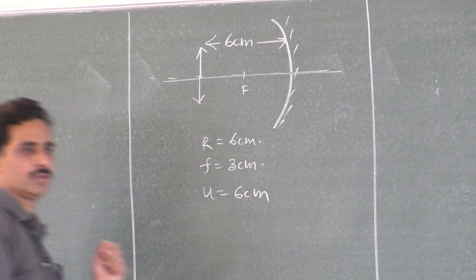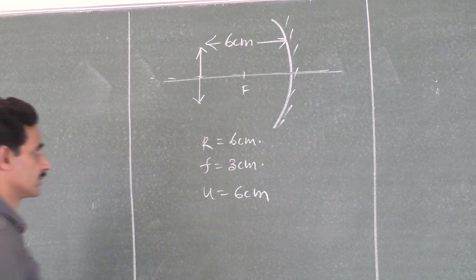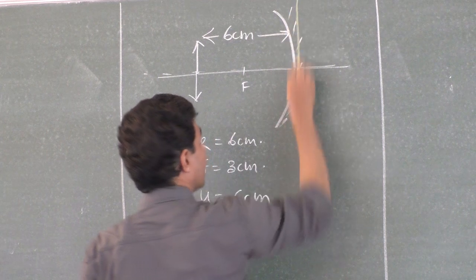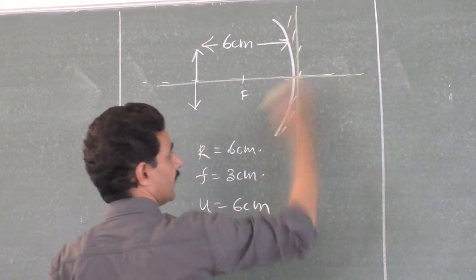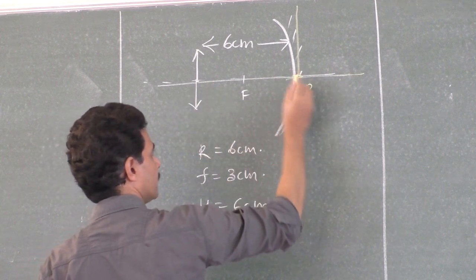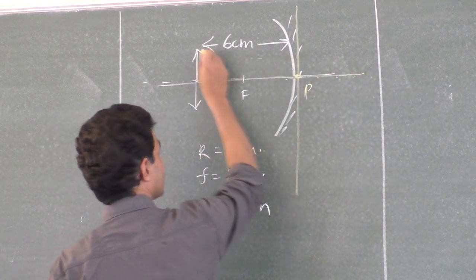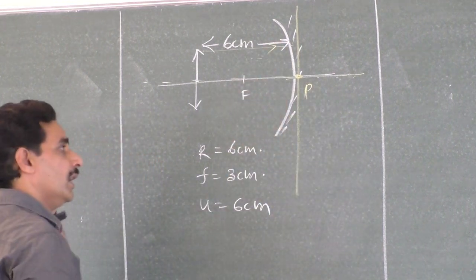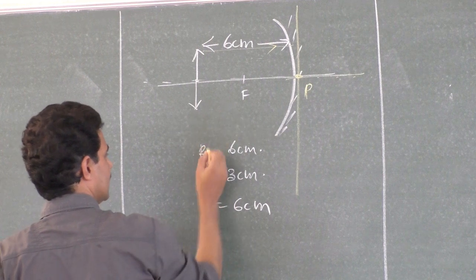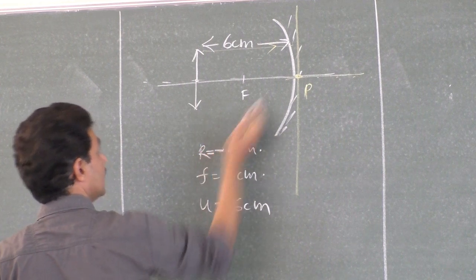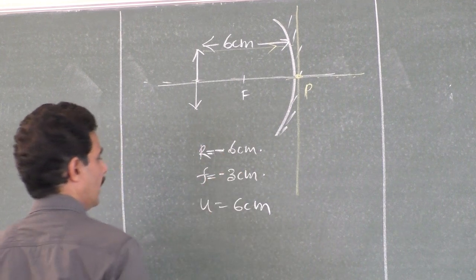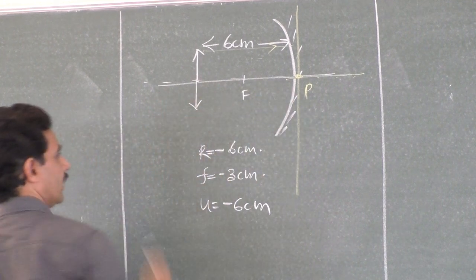Now taking care about all the sign conventions, divide this into a coordinate system like this. Everything on the right hand side is positive, left hand side negative, because when you start from the pole and move to this side, you are moving in the direction of light. Above is positive, below is negative. Yes, now our radius is negative because it comes on the left hand side, and focal length is negative, on the left hand side. Object distance is negative, on the left hand side. All are on the left hand side.